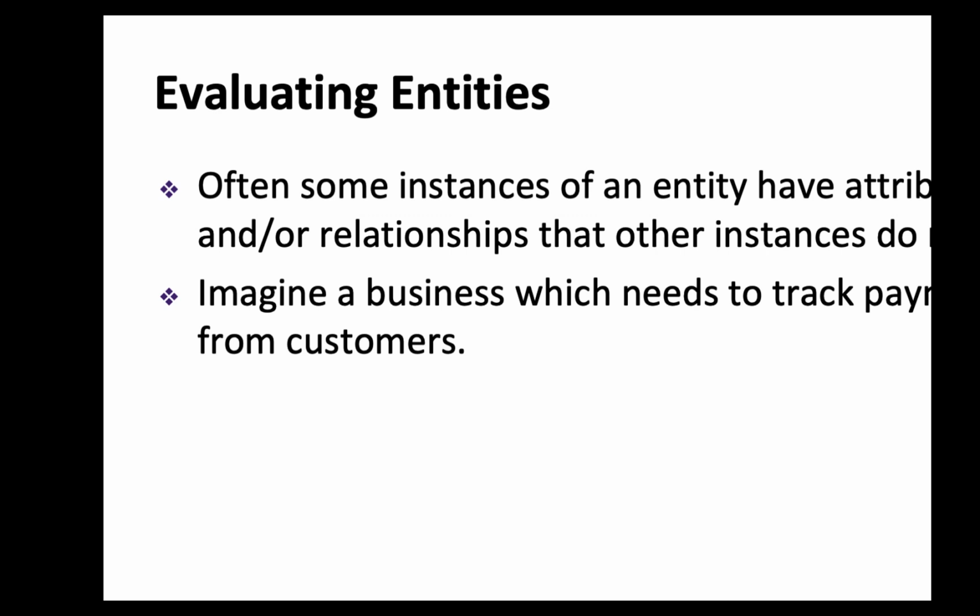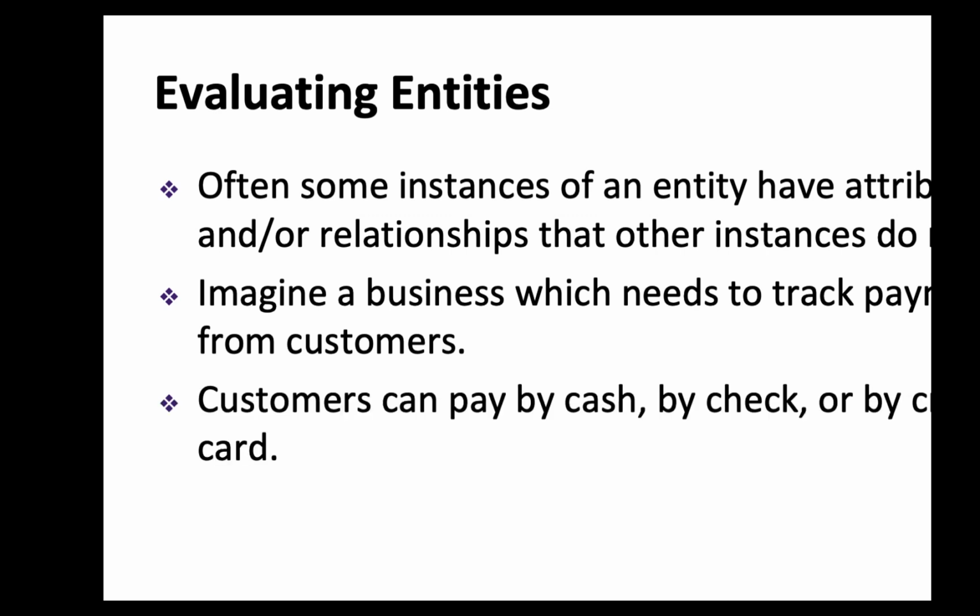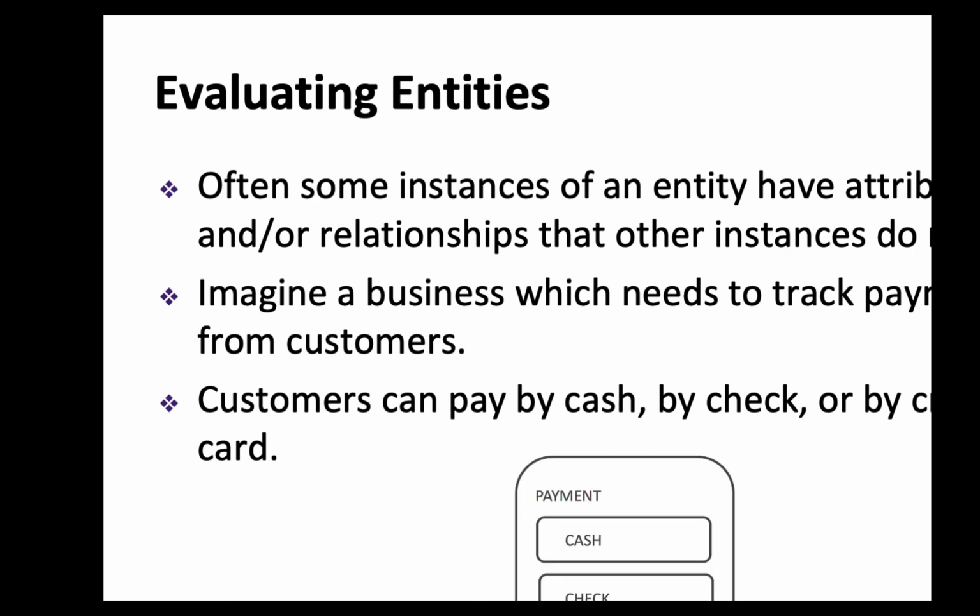Imagine a business which needs to track payments from customers. Customers can pay by cash, check, or by credit card. So we can represent this supertype entity of payment as embedding 3 sub-entities. So we have a payment supertype, which would have 3 subtypes: cash, check, and credit card.